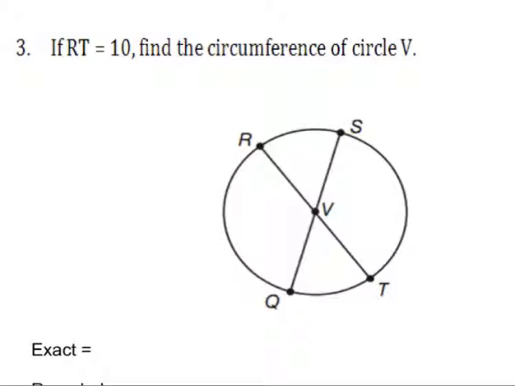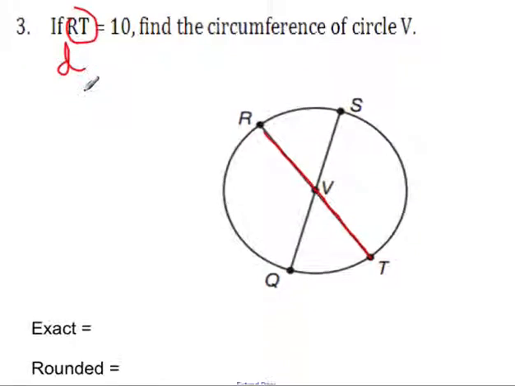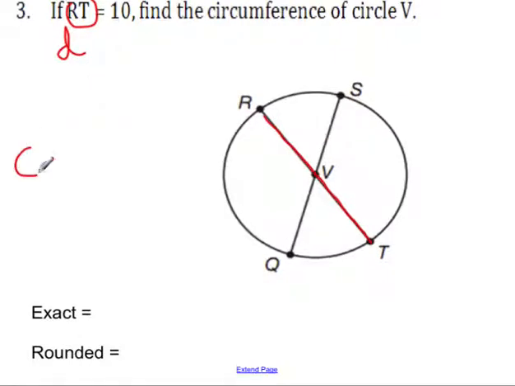For number 3, if RT is 10, take a look, RT stands for the entire length of the circle, and it goes through the center. So RT is our diameter. And it wants us to find the circumference of that circle if RT is the diameter. Well, if we're using the diameter, then we want to use that circumference is equal to diameter times pi. Our diameter is 10, so I'm going to plug that in.